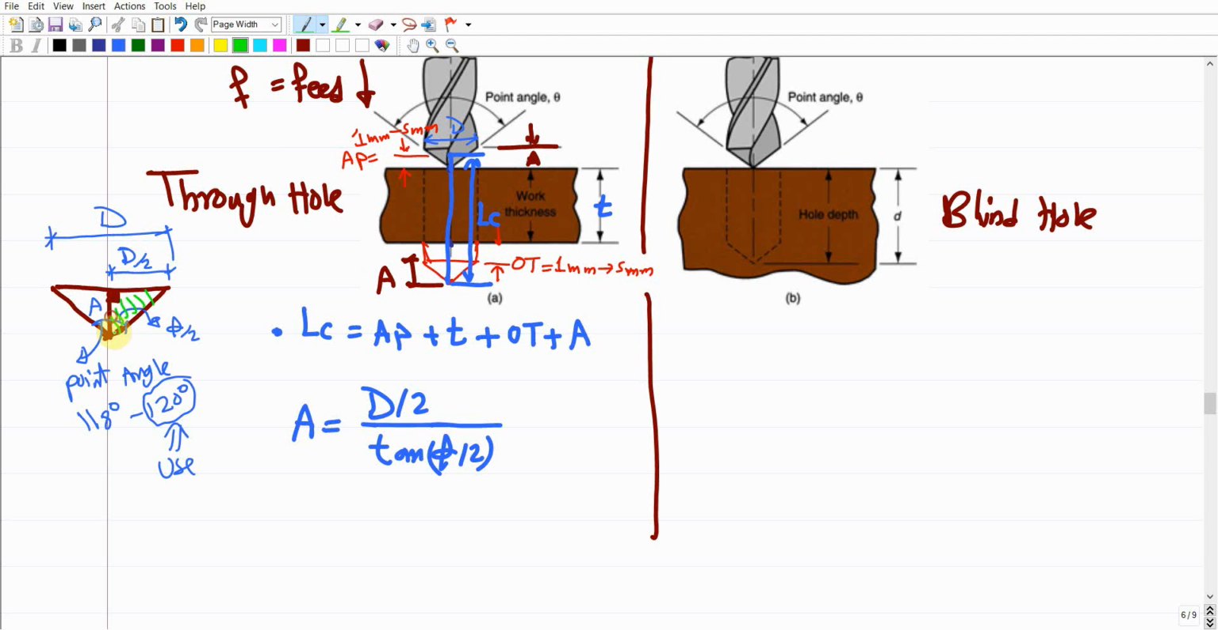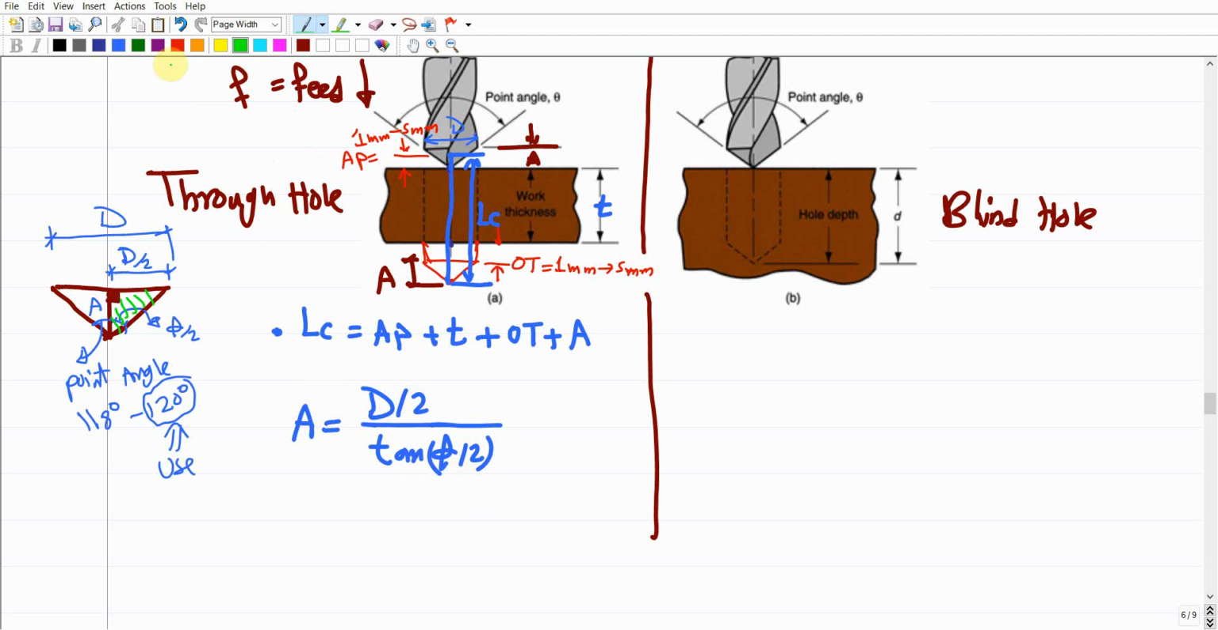So definitely A will be D over 2 divided by the tangent of phi over 2, because if I ask you to calculate the tangent of this angle, it's going to be the opposite divided by the adjacent to the angle, which is D over 2 divided by A. So A will be D over 2 divided by the tangent of phi over 2.